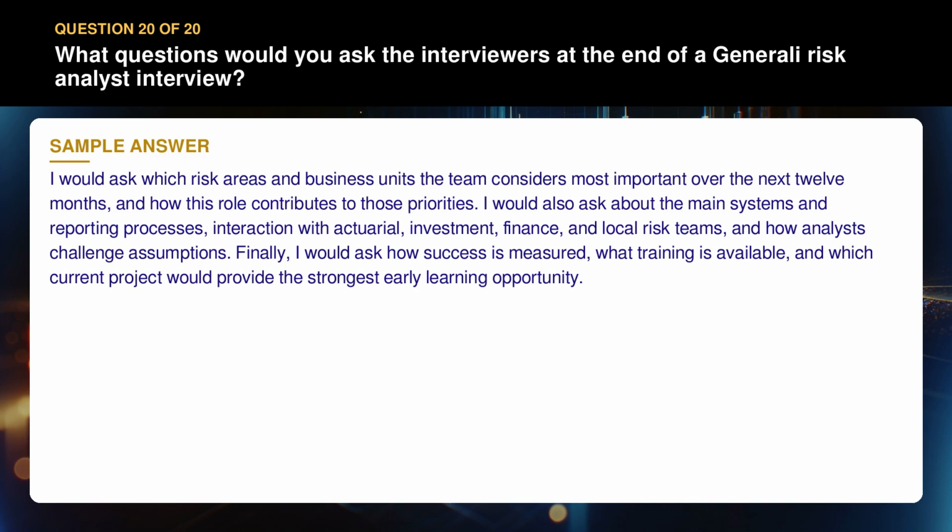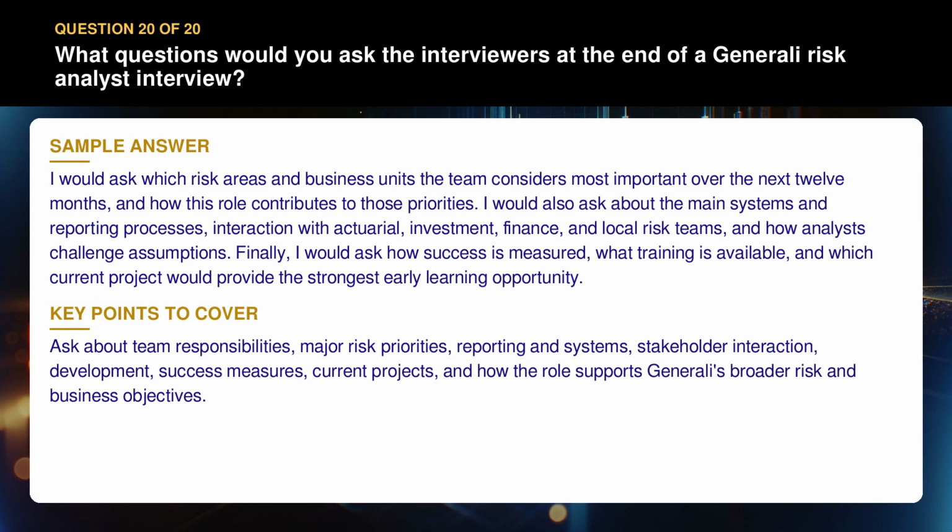I would ask which risk areas and business units the team considers most important over the next 12 months, and how this role contributes to those priorities. I would also ask about the main systems and reporting processes, interaction with actuarial, investment, finance, and local risk teams, and how analysts challenge assumptions. Finally, I would ask how success is measured, what training is available, and which current project would provide the strongest early learning opportunity. Ask about team responsibilities, major risk priorities, reporting and systems, stakeholder interaction, development, success measures, current projects, and how the role supports Generali's broader risk and business objectives.